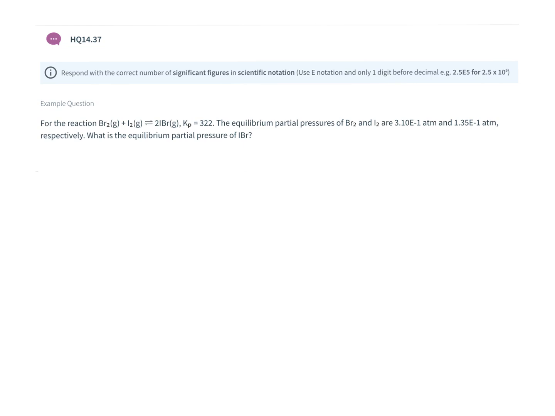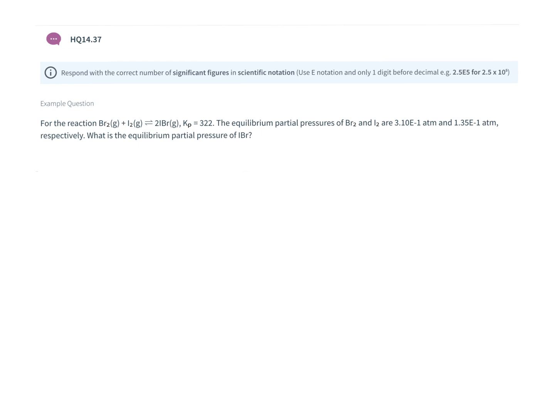Question 37 from the homework. We've got a reaction between bromine and iodine to produce 2 molecules of iodine monobromide, and the Kp for that reaction is 322. We're then told that the equilibrium partial pressures of bromine and iodine are 3.1 e to the negative 1 atm and 1.35 e to the negative 1 atm respectively. And then we're asked, what is the partial pressure of iodine monobromide at equilibrium?